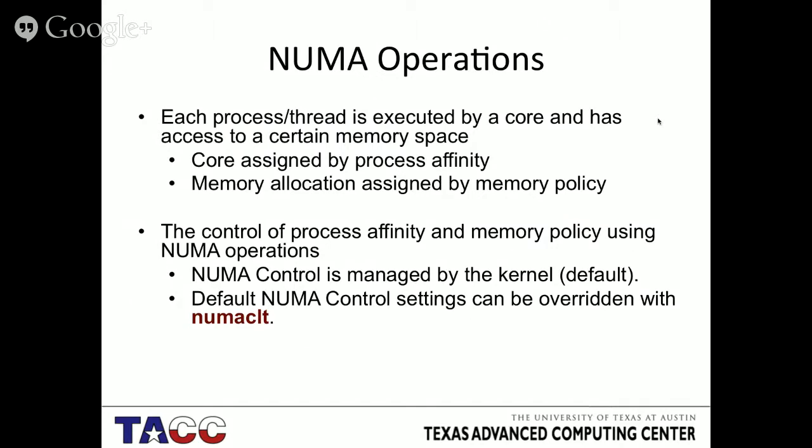So using NUMA control, you can specify both process affinity and memory affinity. So you can say, this thread, or this MPI task, is going to execute on this core and this core only. So operating system, don't touch my process. Right? It's running here, I don't want it to swap, because I want to know what's going on.